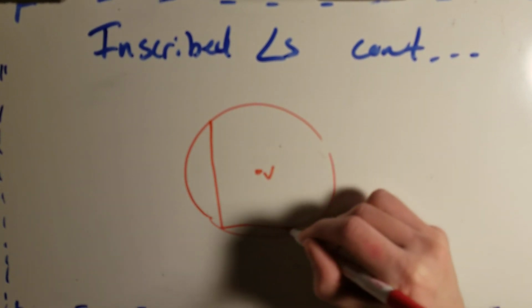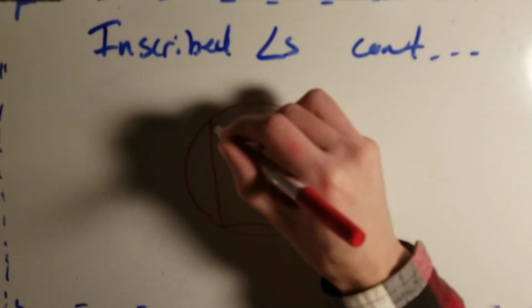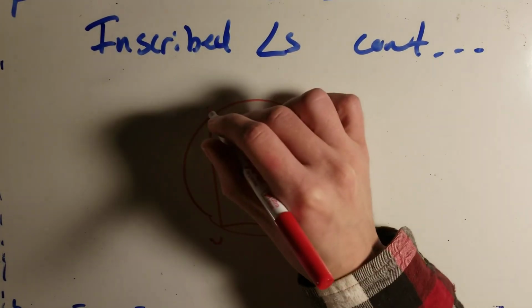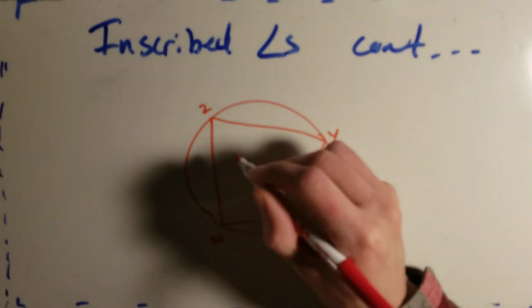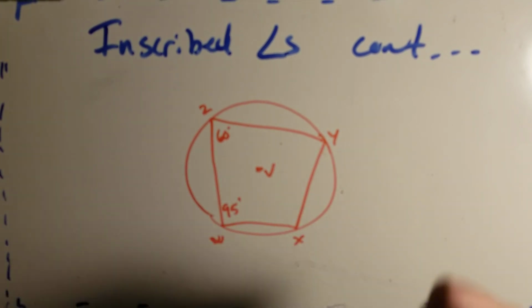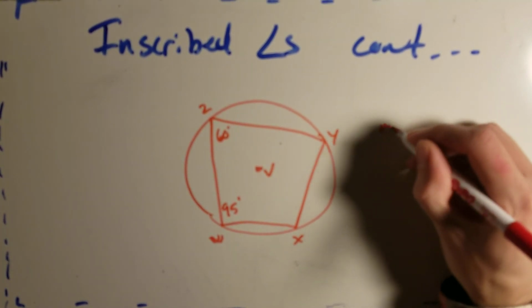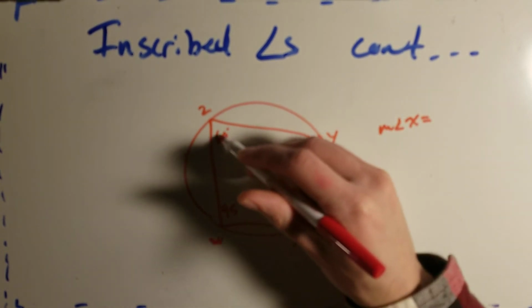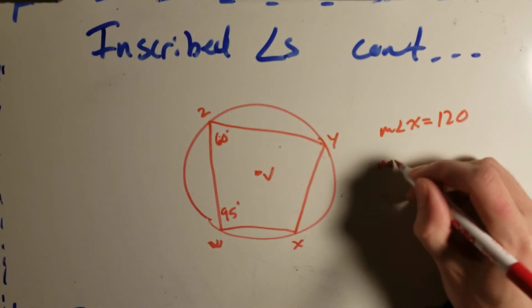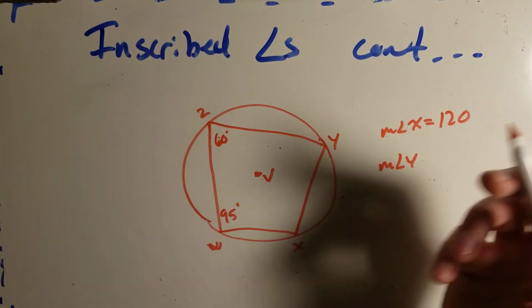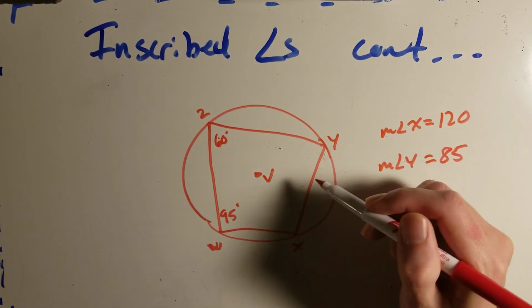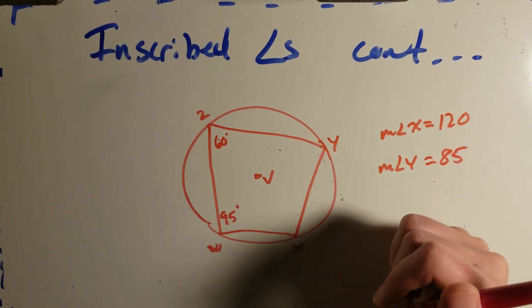And let's say we have this quadrilateral. It looks like this, and we'll have y, x, w, z, and we are given that this is 60 degrees, and we are given that this is 95 degrees. And let's say we want to find the measure of angle x. Well, the measure of angle x is going to be supplementary with the 60, so that means that x should equal 120. And the measure of angle y would be supplementary with the 95, so y should equal 85. And of course you can check and see if they add up to 360 for a quadrilateral, which they will.